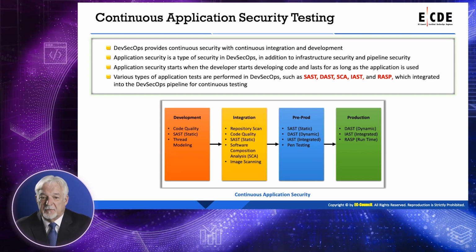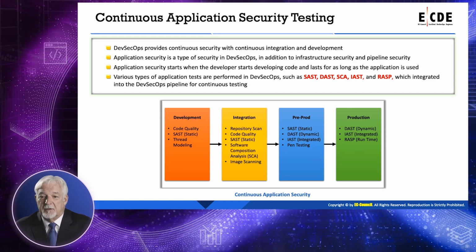So with development, we have code quality, static testing, and threat modeling. In the integration phase, we have repository scans that occur with the library. We have code quality reviews with SCA. We use some static testing here. And we also do image scanning.